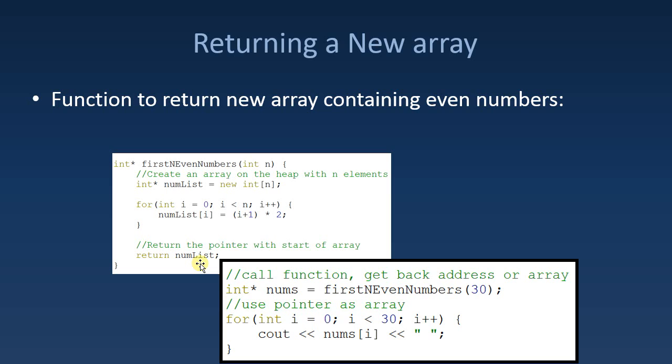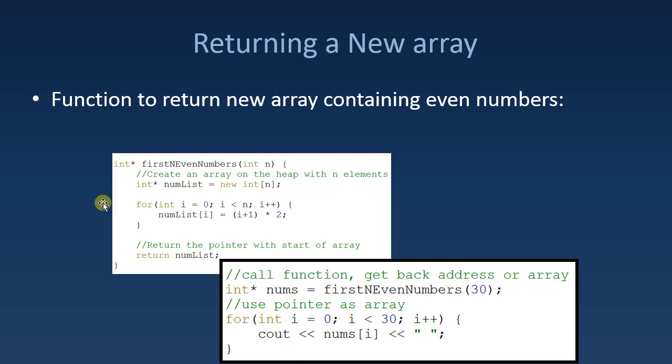So what that would get used like back in main might do something like this: call first n even numbers, and pass it 30. We know we're going to get back an array of size 30, but it's going to come back as a pointer to an int. And so I'd store that as nums, and then I can turn around and start using that just like an array. I can index into that pointer just like it was an array, because I happen to know that that's what it's really pointing to. And so I could count up to 30.